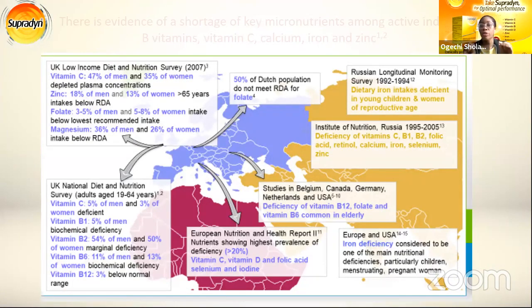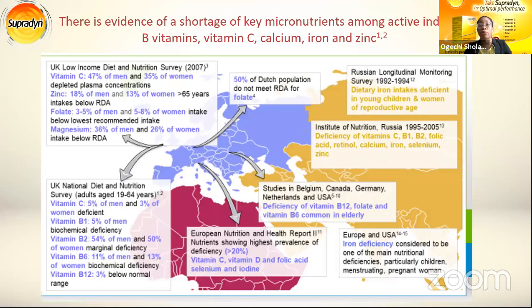Now, one thing interesting to note is that there is evidence of shortage of key micronutrients among active individuals. There are various studies that have been conducted in different parts of the world that have shown this. For example, the study currently on the slide: in the UK, a low-income diet and nutrition survey conducted in 2007 showed low levels of vitamin C in 47% of men and 35% of women, with depleted plasma concentrations of vitamin C. That means almost 5 out of 10 men that walk into the pharmacies over there probably had low or depleted plasma concentrations of vitamin C.